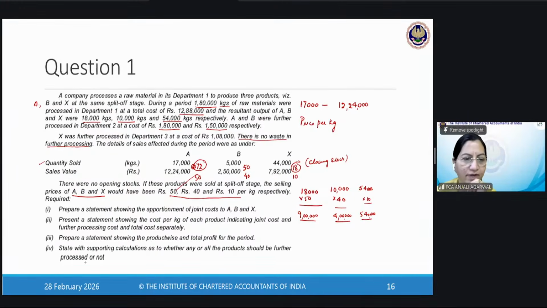So here we will see a differential calculation. Differential calculation in the sense, what is the incremental selling price for A? It is 22. Before processing, it is sold for 50. After processing, it is sold for 72. So how much is the incremental revenue? 22. For B, 10. For X, 8. 22, 10, and 8 is what you are getting extra if you are processing further per unit.